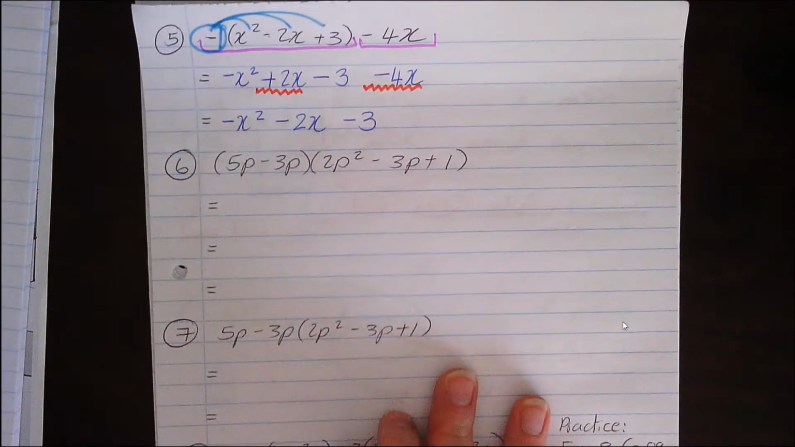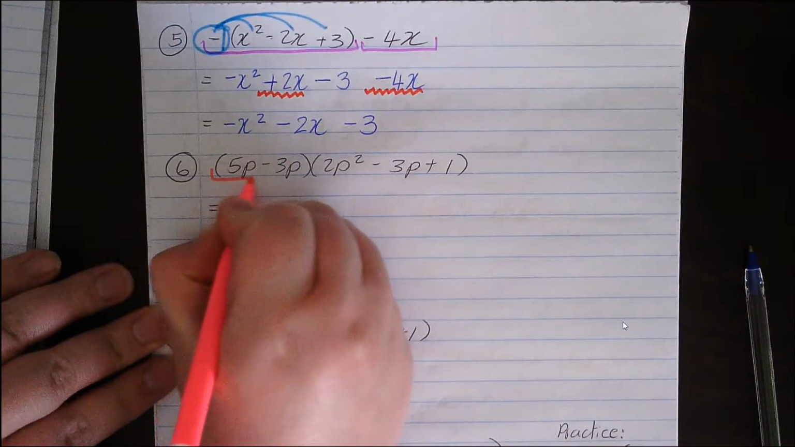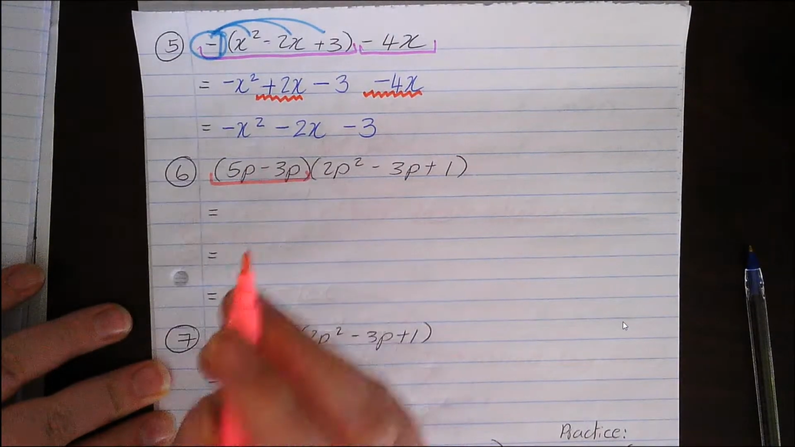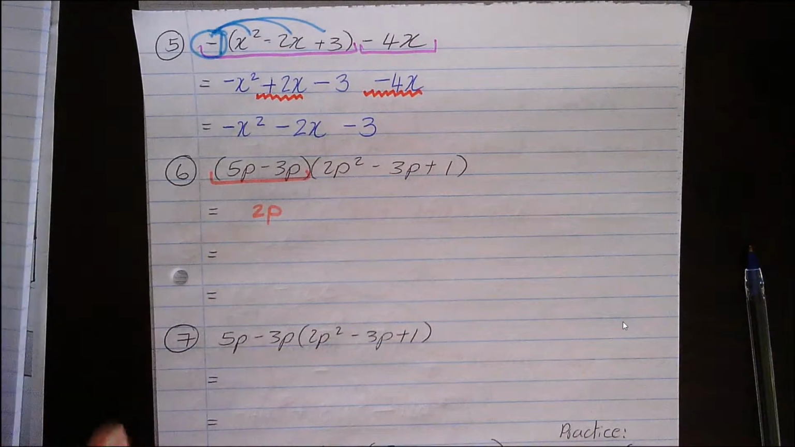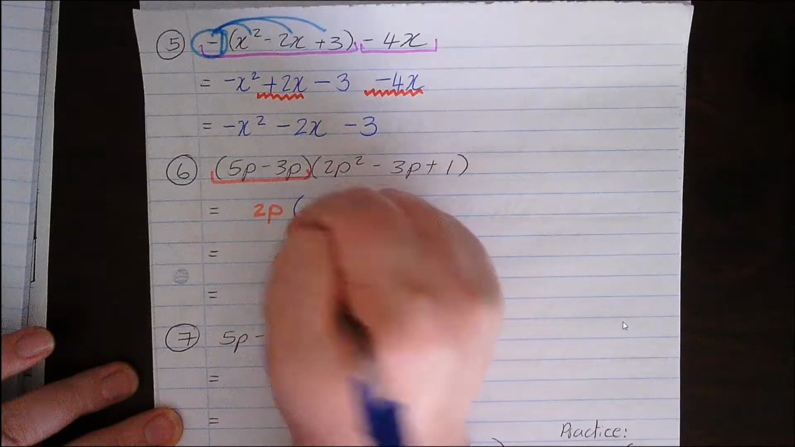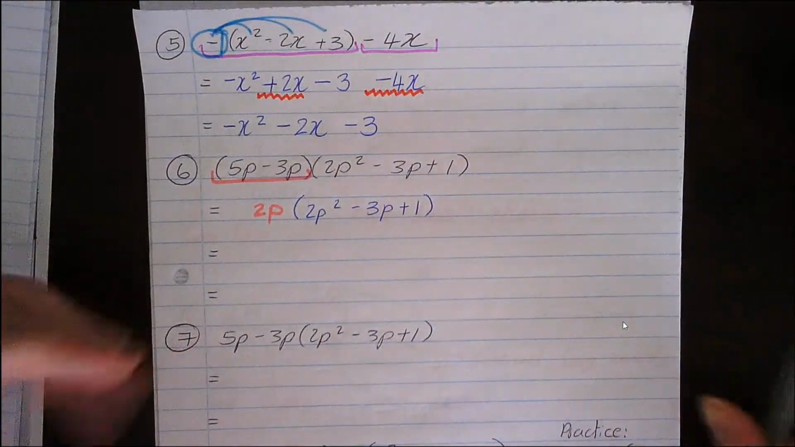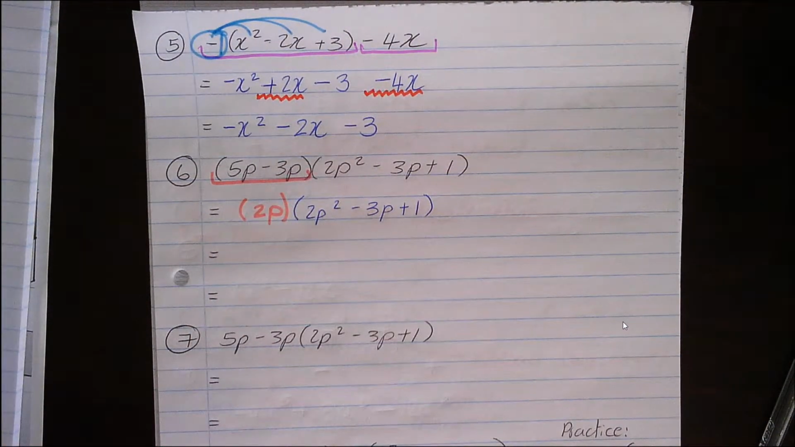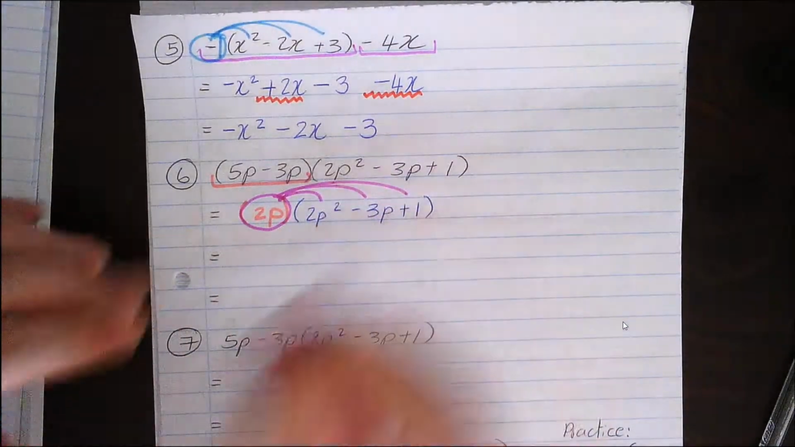Right, let's look at something like number 6. We have like terms in this bracket, so they need to simplify. 5 minus 3 is 2, and it stays p. Right. Now we have in brackets 2p squared minus 3p plus 1. If you wanted to, you could leave this in brackets, but you really don't have to. We're going to take that 2p and we're going to distribute it into the bracket there.